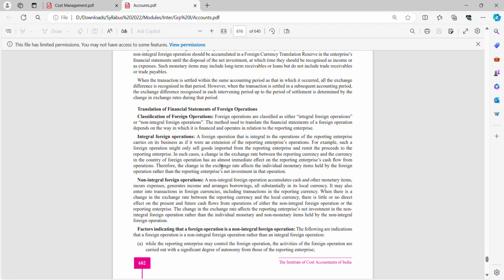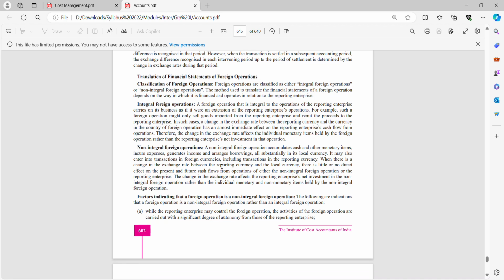So we have integral foreign operations. And what are integral foreign operations? They are nothing but internal to the operations of the reporting enterprise. Okay, they are internal. For that they have taken an example, such as foreign operations that might only sell goods imported from the reporting enterprise and remit the proceeds to the reporting enterprise. They are only importing, and whatever money they receive, they pass on to the reporting enterprise. In such a case, a change in exchange rate between the reporting currency and the currency in the country of foreign operation has an almost immediate effect on the reporting enterprise's cash flow from the operations. Therefore, the change in exchange rate affects the individual monetary items held by the foreign operations.